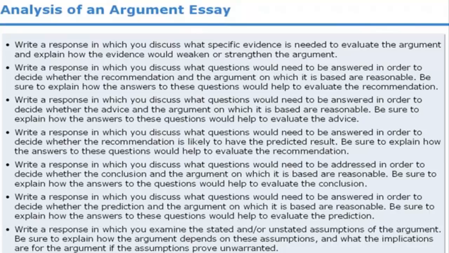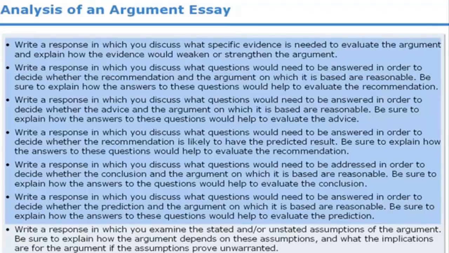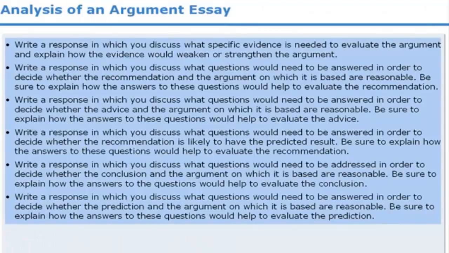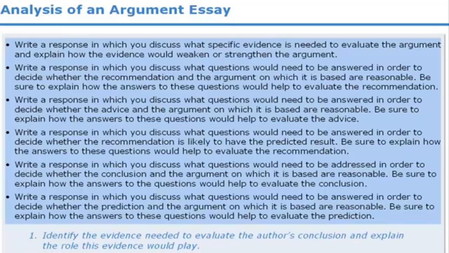Now the good thing is that there are many similarities among these instructions. To begin, at the heart of all of them, we're directed to write an essay critiquing the argument. Each set of instructions merely directs the focus of that critique. For example, these 6 sets of instructions all ask us to essentially do the same thing, and that is identify the evidence needed to evaluate the author's conclusion and explain the role this evidence would play.